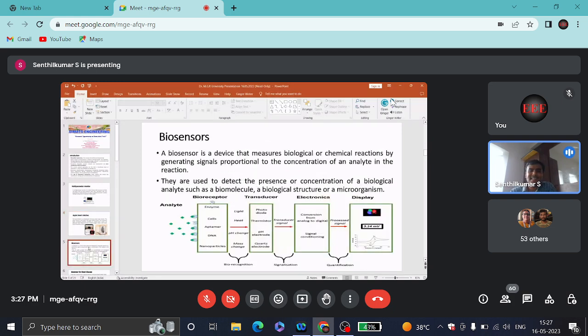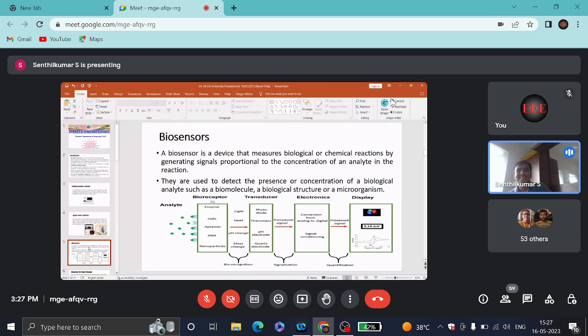A biosensor is a device. Then go for the biosensor, then multi-parameter monitor, then Apple smartwatch. Everything comes under this sensing. The smartwatches come under the biosensors.